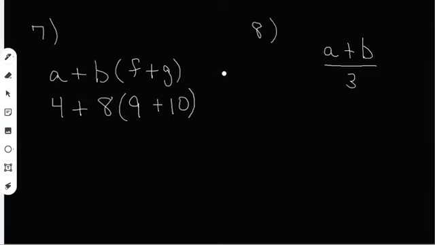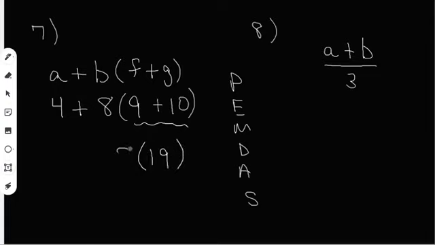So now I'm ready to use order of operations. The parentheses comes first. So I'm going to do whatever is inside parentheses first. 9 plus 10, that's going to give me 19. And I'm going to keep that in parentheses, by the way, while I bring down the 4 and the 8. Now I'm ready to do addition and multiplication. The multiplication is going to come before addition.